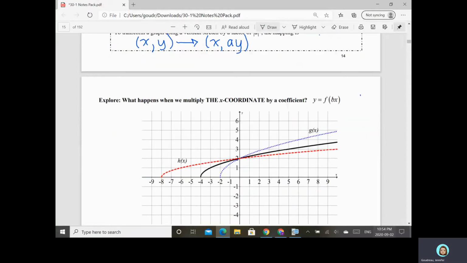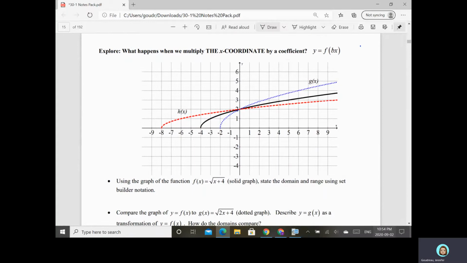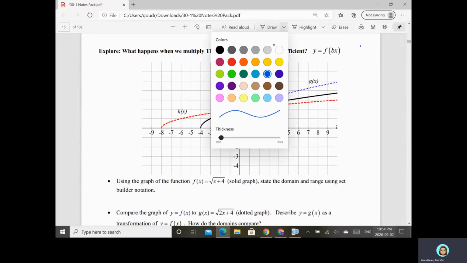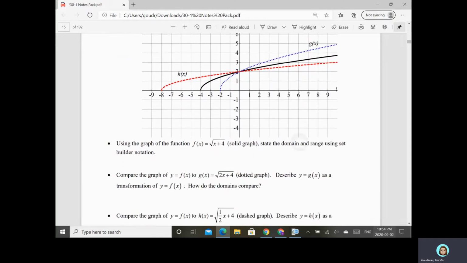Okay, on the other hand, what happens when we multiply the x coordinate by a coefficient? So instead of talking about parameter a, which is in front of the function, we're going to talk about parameter b, which is inside the function, right next to the x. So let's have a look at these three graphs that are drawn for us.